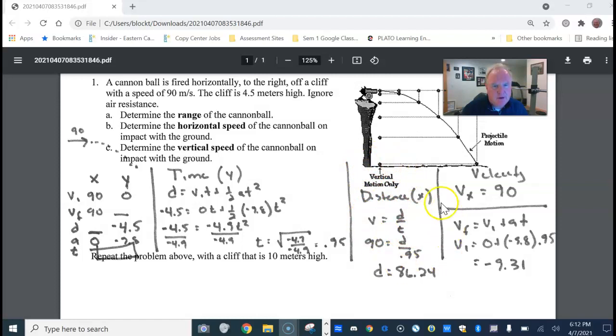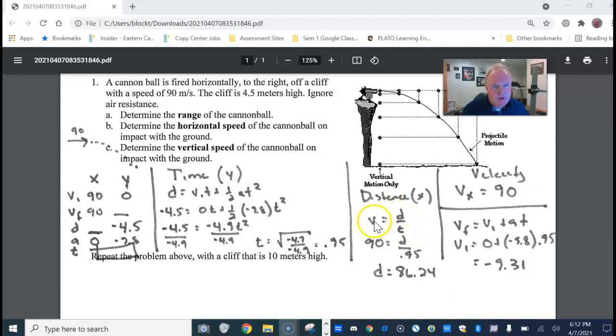So this third column we'll always use to find the range, and the distance or range is in the x direction. Because there's no acceleration, we can use this very simple equation: v equals d divided by t.